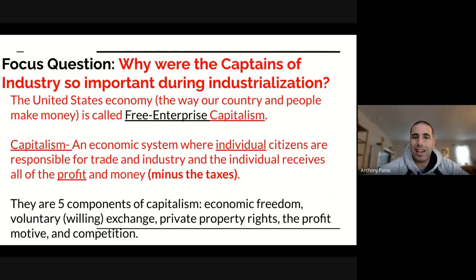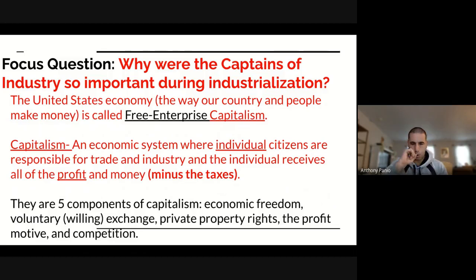All right, so again, this is a review, but our economy is called free enterprise capitalism. We need to go over some things about what our capitalist system is and how our country makes money before we move on to today's lesson fully. So I'm going to go over the definition again. Capitalism is an economic system where individual citizens are responsible for trade and industry, and the individual who does the trade and industry receives all of the profit and money minus the taxes that go to the government.